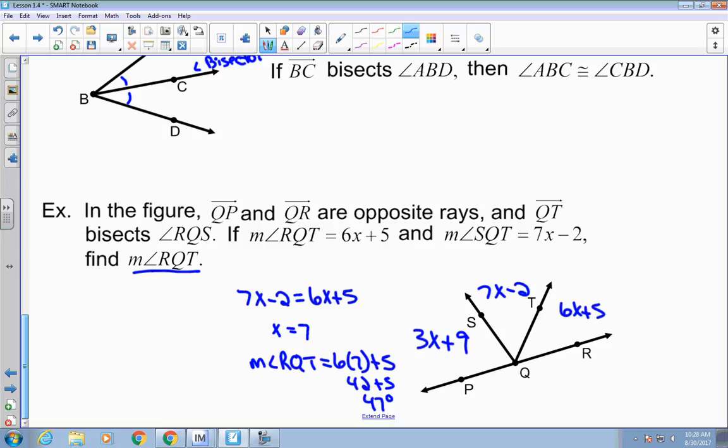Remember, a straight line goes from 0 all the way over to 180, like a semicircle, right? So since this is a straight line, wouldn't this angle plus this angle plus this angle equal 180, right? So it's kind of like the segment addition postulate, but it's the angle addition postulate. This angle plus that angle equals the whole angle, right? Okay, so that would be what you would do. 6x plus 5 plus 7x minus 2 plus 3x plus 9 equals 180.